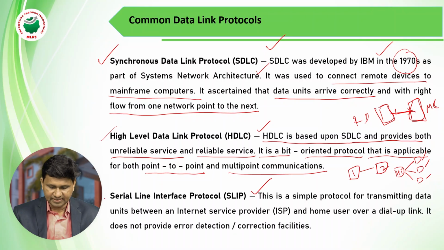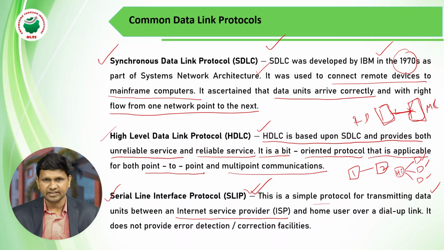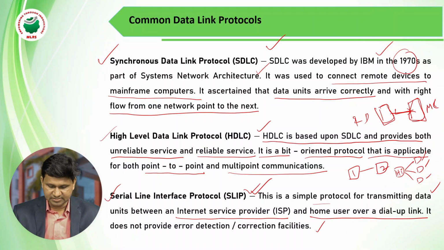Next is the serial line interface protocol. This is a simple protocol for transmitting data units between the internet service provider and a home user over a dial-up link. It does not provide error detection or correction facilities. So in this protocol there is no concept of error detection and correction.